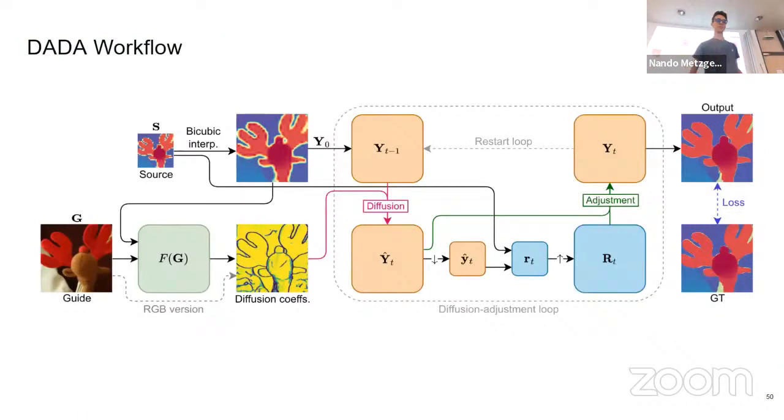Yeah. So this is the whole overview at the end. Basically, you start at some initialization, for example, nearest neighbor or bicubic. It doesn't really matter. And then you alternate between a diffusion and an adjustment step back and forth until you arrive at your desired solution.